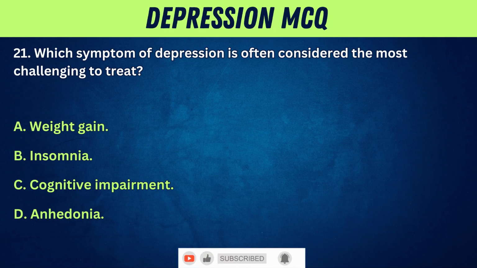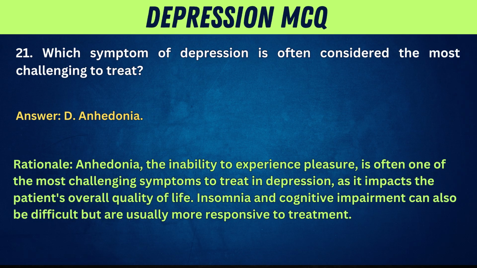A. Weight gain. B. Insomnia. C. Cognitive impairment. D. Anhedonia. Answer: D. Anhedonia. Rationale: anhedonia, the inability to experience pleasure, is often one of the most challenging symptoms to treat in depression, as it impacts the patient's overall quality of life. Insomnia and cognitive impairment can also be difficult, but are usually more responsive to treatment.